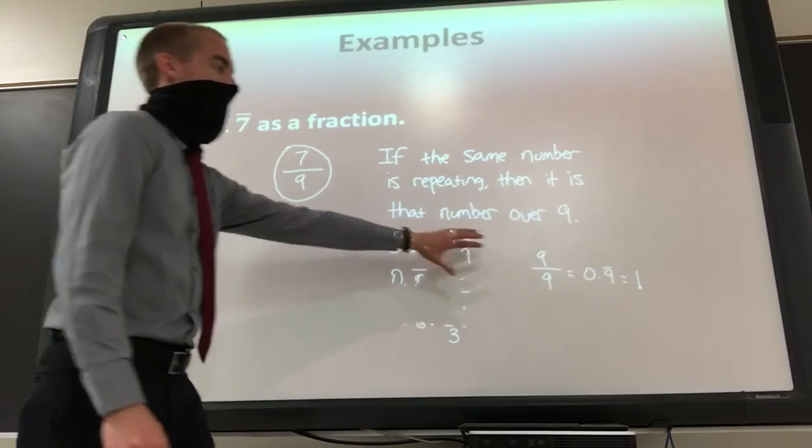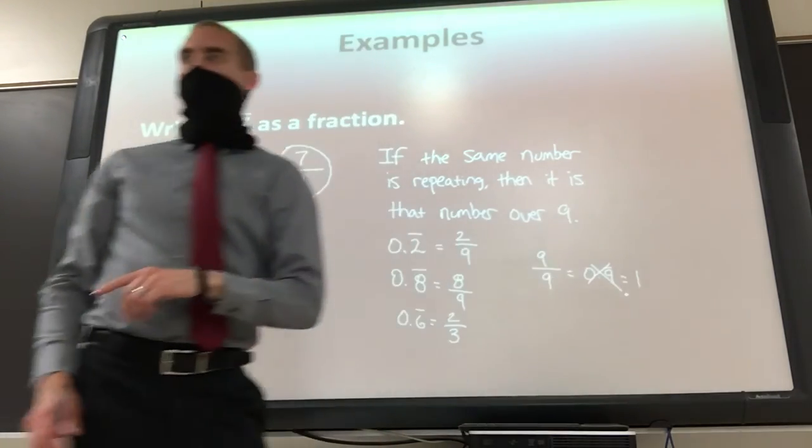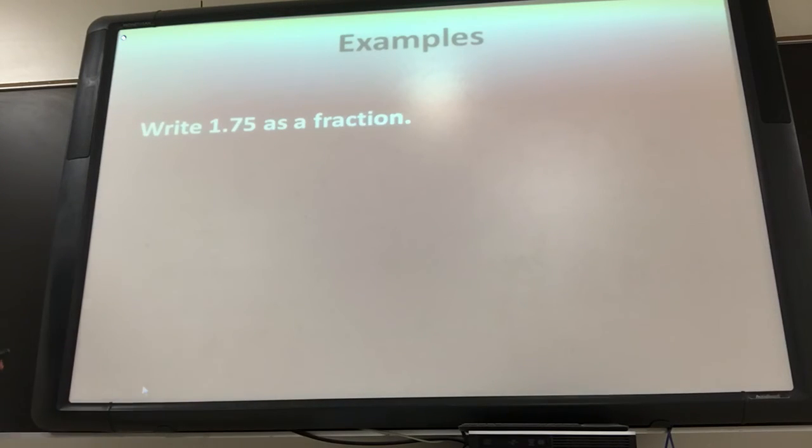Okay, so this one I just wanted to make you think a little bit. 9 over 9 is 1. Alright, so remember that about the 9s. Anything, the same number repeating, it's that number over 9. So I want you all to go ahead and do the next 3. Do those next 3 on your own. I think you can get it.